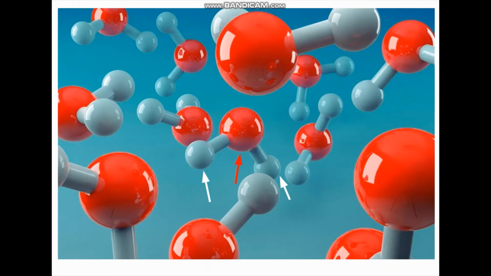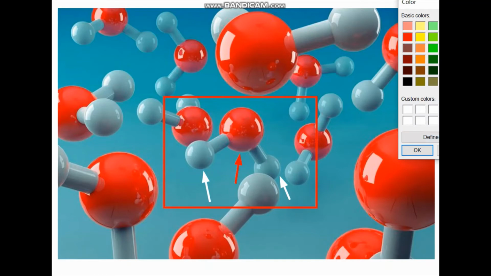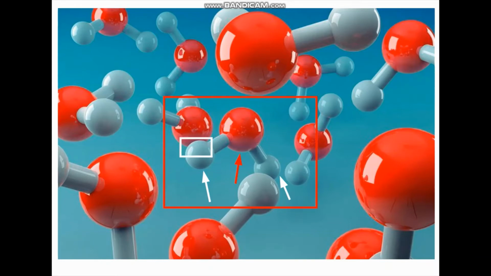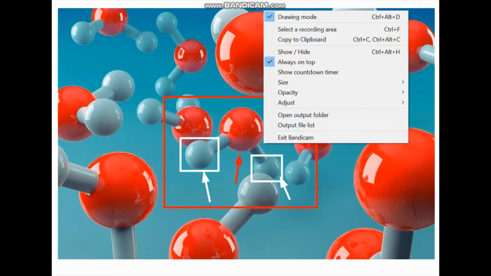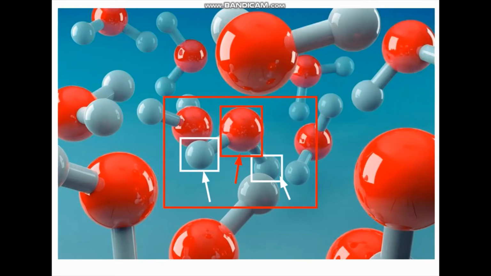Each of these is called a compound molecule. And when you take this compound molecule, you can get individual atoms of hydrogen and oxygen: two atoms of hydrogen, and the one bigger one is the atom of oxygen.